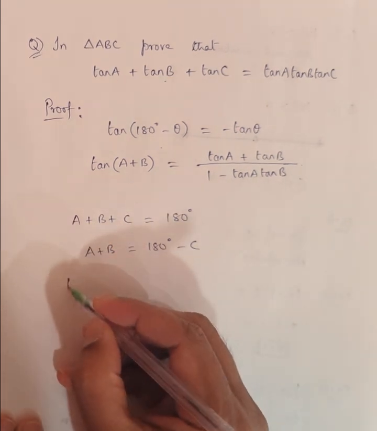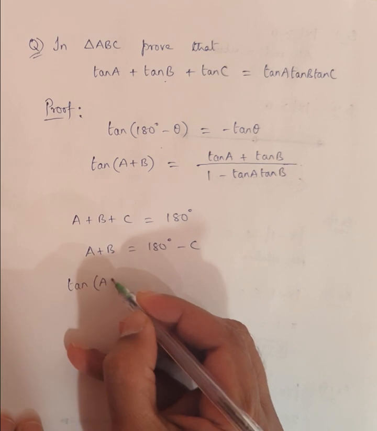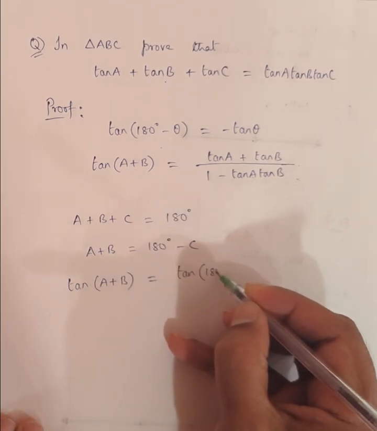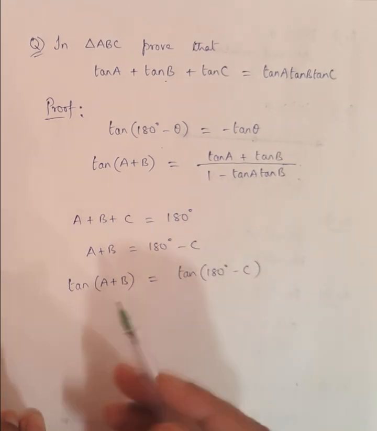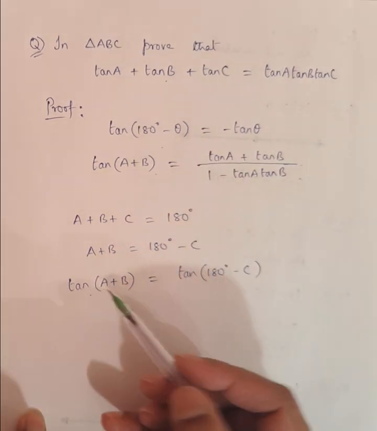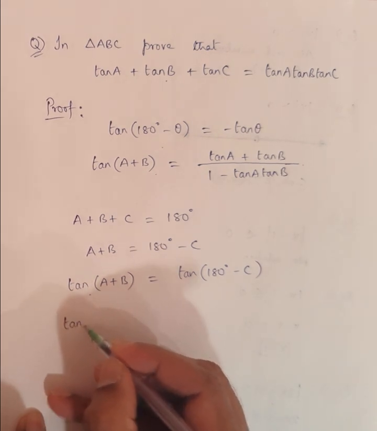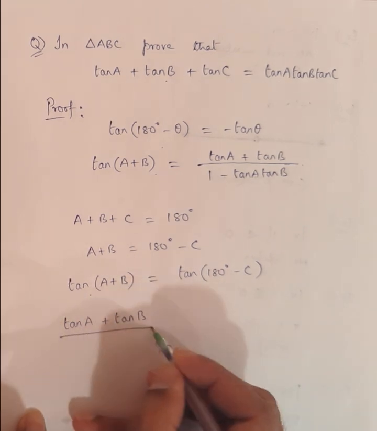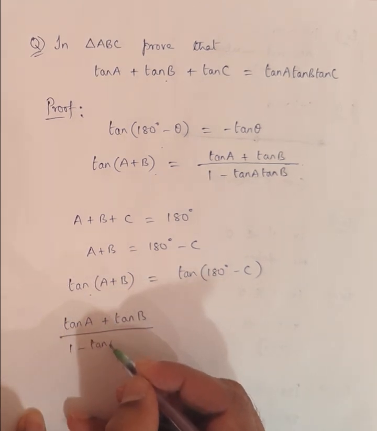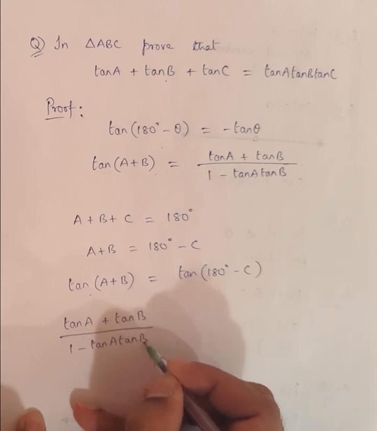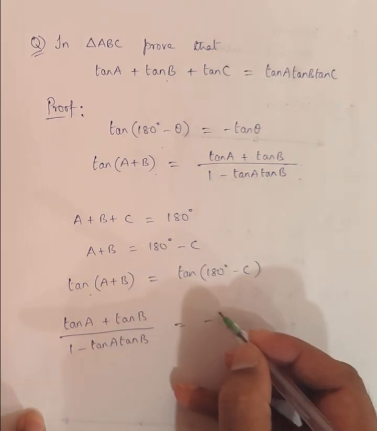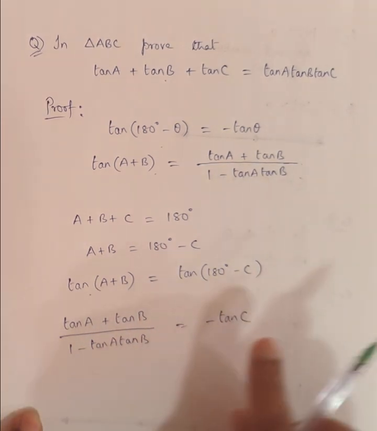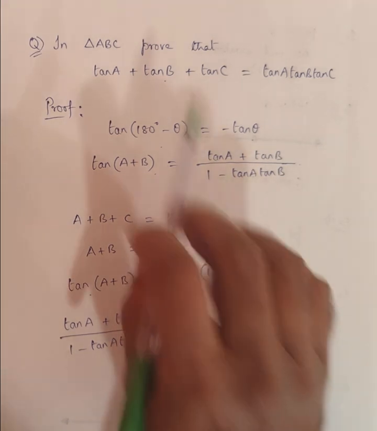Now let's take tan on both sides. So tan of A plus B happens to be tan of 180 degrees minus C. And we looked at each of these parts up here. Tan of A plus B is simply tan A plus tan B divided by 1 minus tan A tan B. And the right side is simply negative tan C. Now if you multiply both sides by the denominator and then rearrange, you'll get this result.